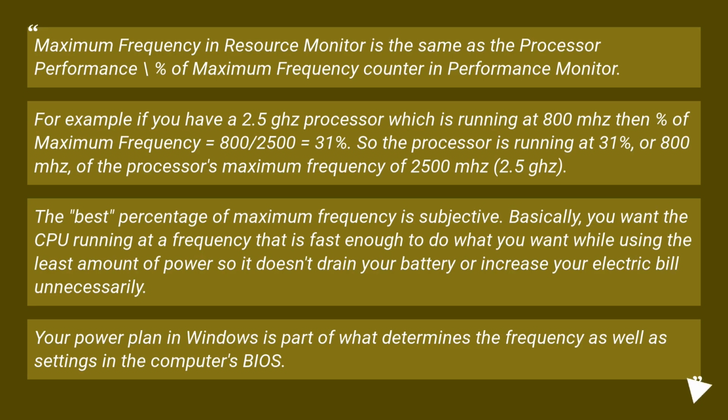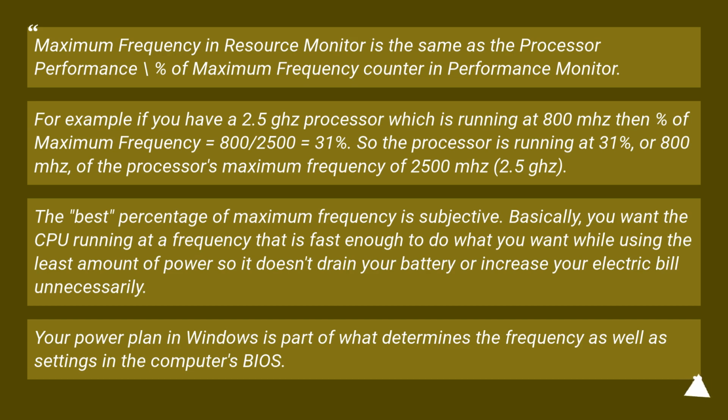According to an answer here, maximum frequency in Resource Monitor is the same as the Processor Performance, % of Maximum Frequency counter in Performance Monitor. For example, if you have a 2.5 GHz processor which is running at 800 MHz, then % of maximum frequency equals 800/2500 equals 31%. So the processor is running at 31%, or 800 MHz, of the processor's maximum frequency of 2,500 MHz, 2.5 GHz. The best percentage of maximum frequency is subjective.